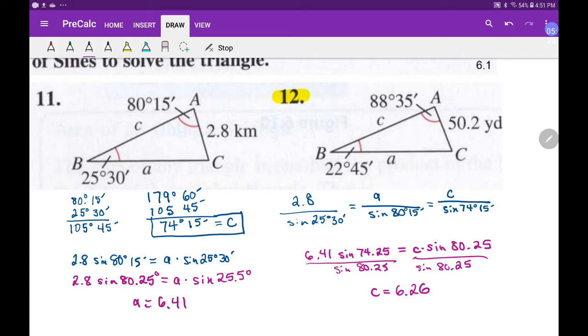What's the biggest angle? The biggest angle is A, and it gets the biggest side, is that true? Yeah, okay. For some reason, I saw it for a moment there and then I lost it. Where's A? Oh, A's down here. Okay, so let me box that so I can find it. That goes with 80 degrees and 15 minutes. Okay, fine. And C, that goes with 74 degrees and 15 minutes.